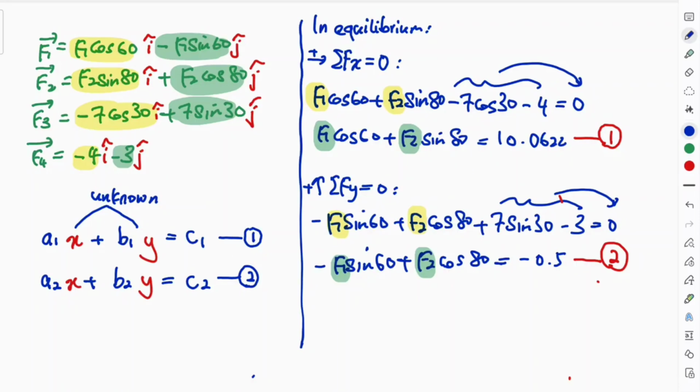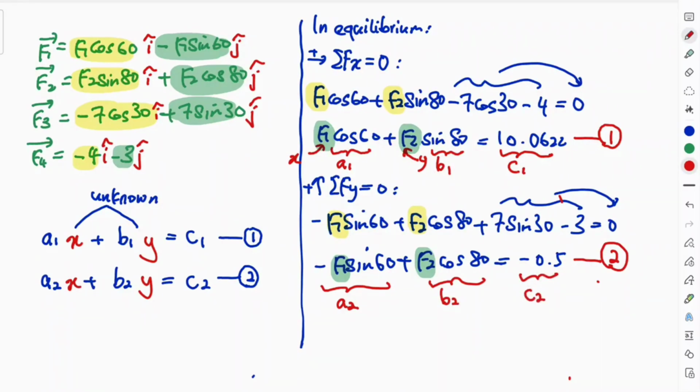Matching this kind of structure with our particular equation, as you can see, f1 is your first unknown, so this is your x. f2 is your second unknown, this is your y. The first value connected to the first unknown is your a1. Sine 80 would be your b1, and 10.0622 would be your c1. Accordingly, over here, your a2 is negative sine 60. Your b2 would be cos 80, and negative 0.5 is your c2.